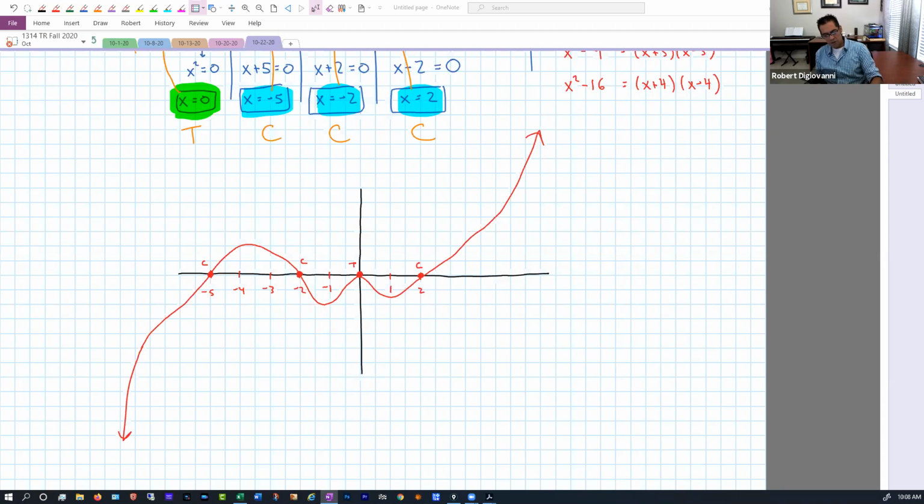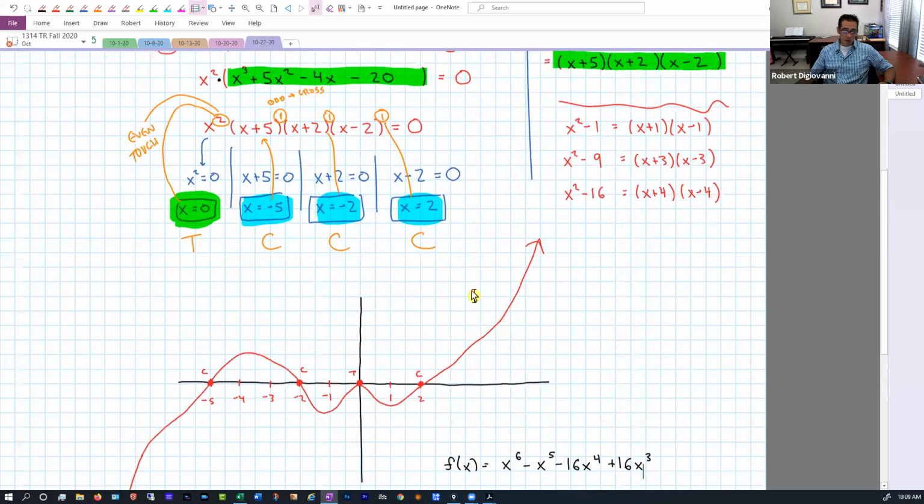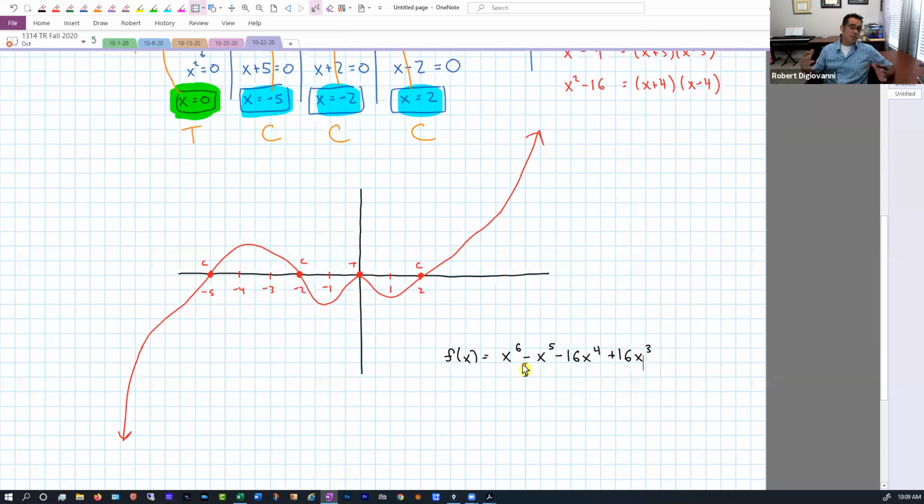Okay, so here's one for you to practice. F of x equals x to the 6th minus x to the 5th minus 16x to the 4th plus 16x cubed. All right, so don't do this right now, just write it down. You'll want to maybe practice that for homework. I'll give you a couple of other problems to look at too, but that problem is very similar to this problem in the sense that you're going to have to do some grouping and recognize some other things.